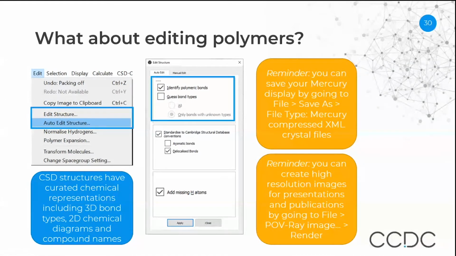And just to give you a reminder, if you are manipulating structures in Mercury, you can save your structure for later by going to File, Save As, and selecting the Mercury compressed option, or to save a high resolution image, you can use File and then POV-Ray.